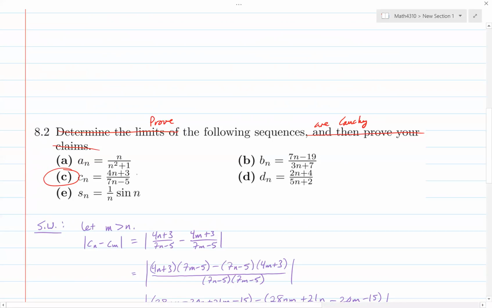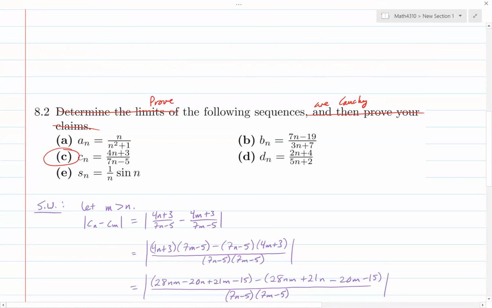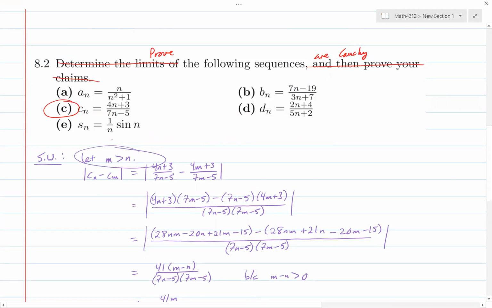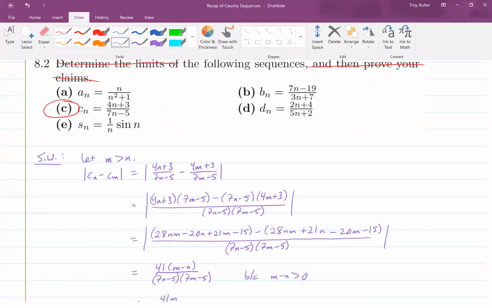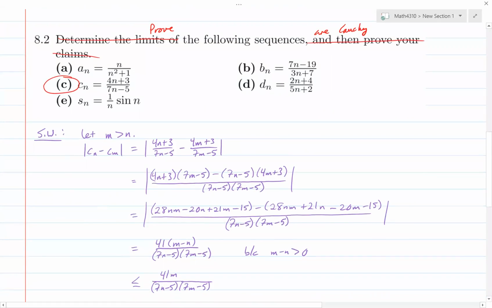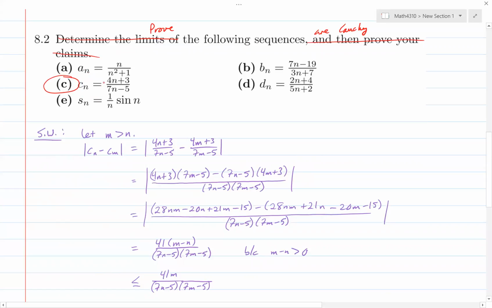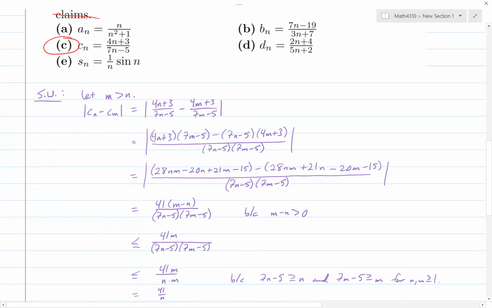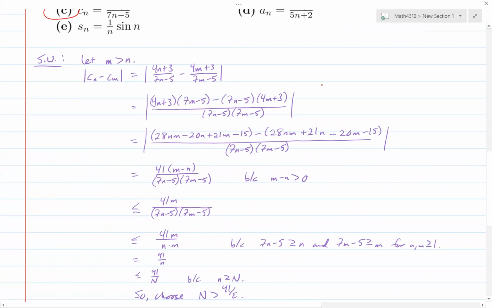Well, let's go through the scratch work. So our sequence of terms is (4n + 3)/(7n - 5). And so in my scratch work, I'm just noting I'm going to let m be greater than n. I'm going to switch to a red pen so that it stands out a little bit more. I'll make it fat too. And so my sequence terms are Cn. So I actually am using Cn minus Cm. And I generally do it in that order. It doesn't really matter. And so then I have this difference here. I just write in what it is. Here's the nth term, here's the mth term, right? So Cn, Cm. And then you go through algebra, and there's just finding a common denominator and working everything out.